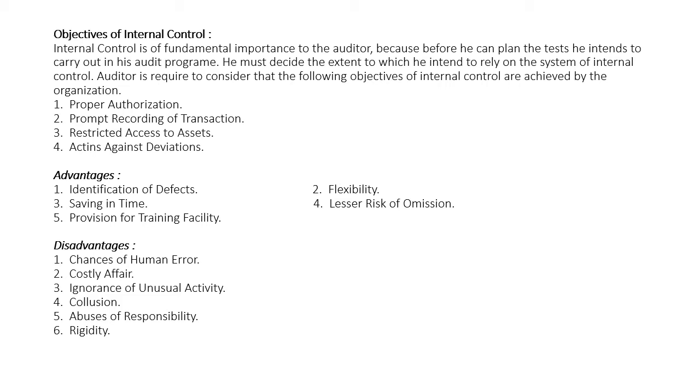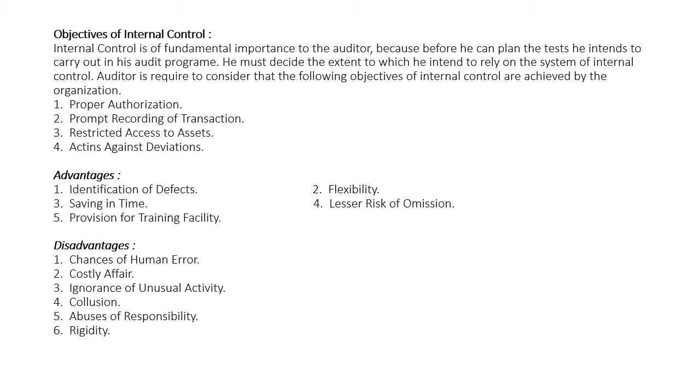If internal control is effective, then it delivers various advantages. First advantage is the identification of defects. If the internal control system is properly in place in the organization, defects in the work are immediately identified, and if these defects are immediately identified, then it is ultimately beneficial to the organization.